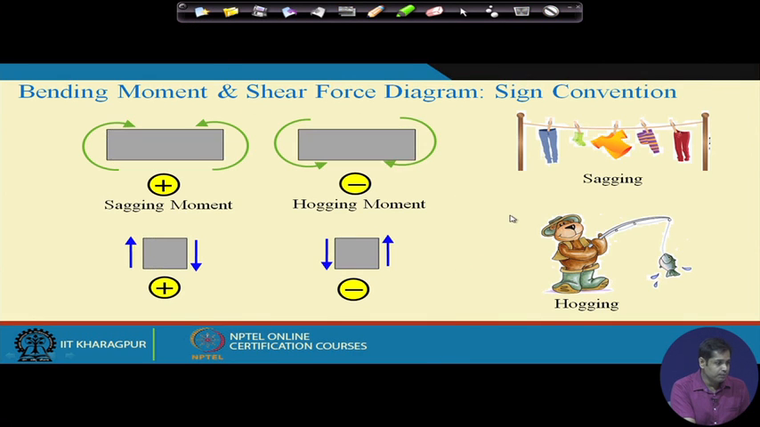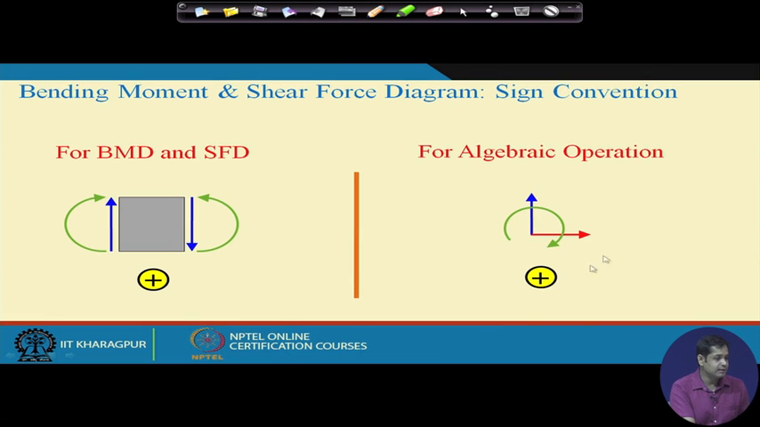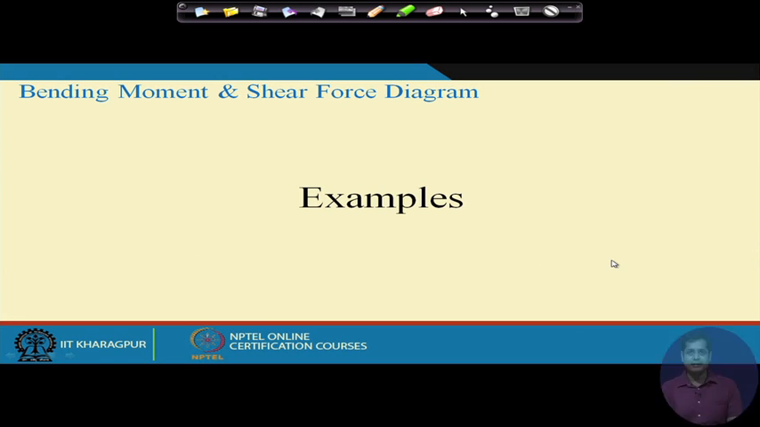Now, so these are the two sign conventions. For the bending moment and shear force diagram, this is the sign convention, and for all algebraic operations, this sign convention is positive. Now, let us demonstrate through some examples.